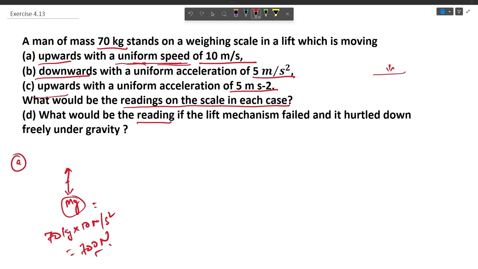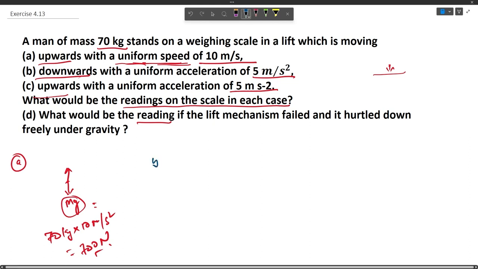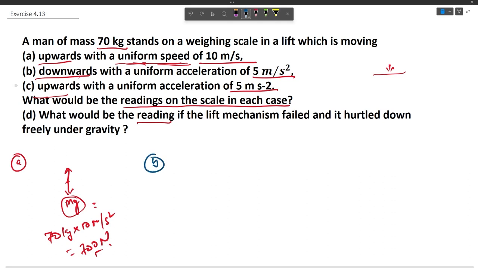In the second case, the lift is moving downward with a uniform acceleration of 5 meter per second square. So the body is moving downward with a net acceleration of 5 meter per second square. Now we know that when a body is under acceleration, the inertia force acts in the opposite direction with the magnitude of mass times the net acceleration of the body. So the lift is moving down, so the inertia force would be acting upward. Let us denote it by Fi, force of inertia. Weight is acting downward, that is mg.